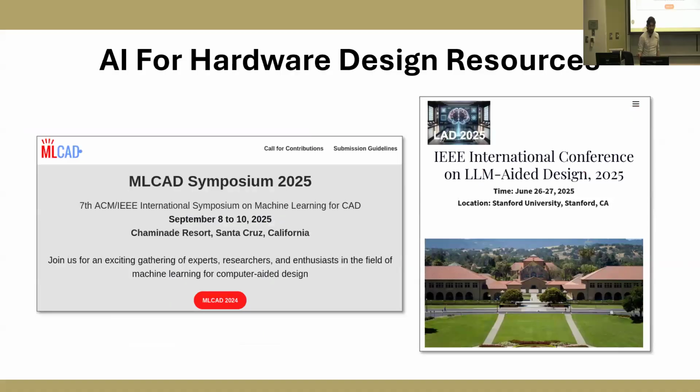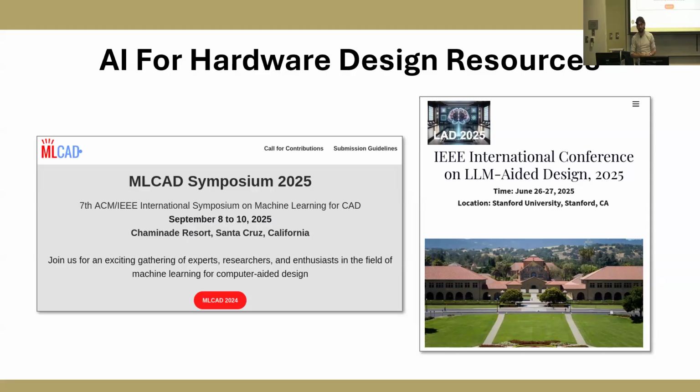And then there's two conferences. If you go to any EDA conference, there's AI for hardware design stuff now, so it's definitely not exhaustive. Basically, DAC or any other EDA conference, you'll find this kind of stuff, even computer architecture conferences. But there's two conferences that specifically focus on AI for hardware design. One is MLCAD. MLCAD is more of AI in general, not LLMs, but there's a lot of deep learning, graph neural networks, reinforcement learning, all this kind of stuff there.